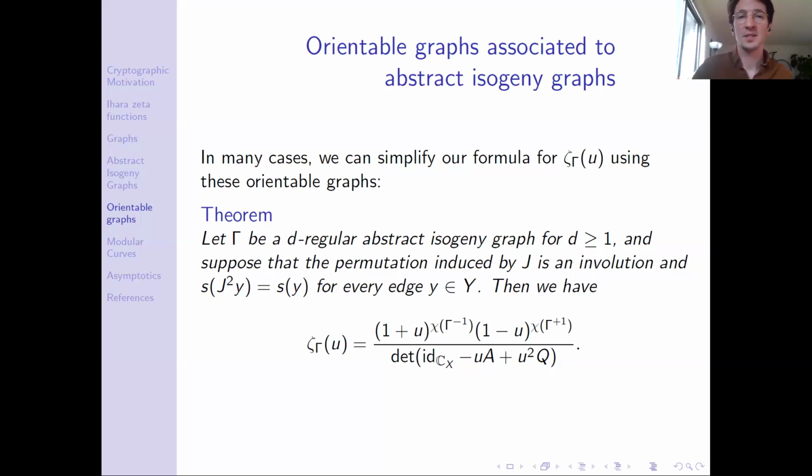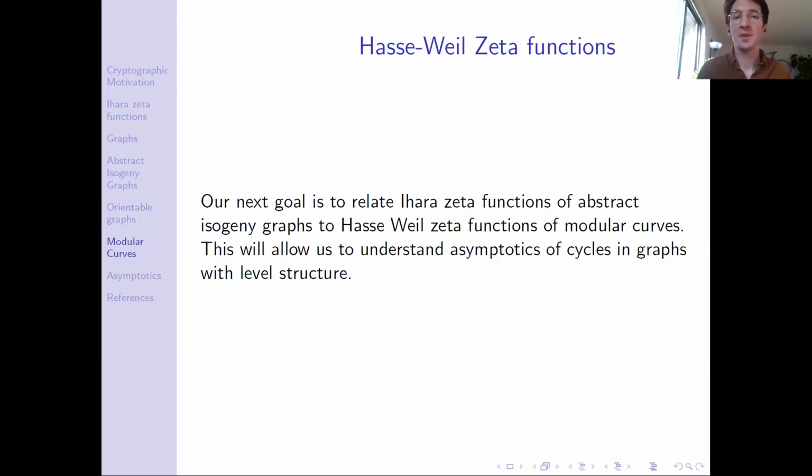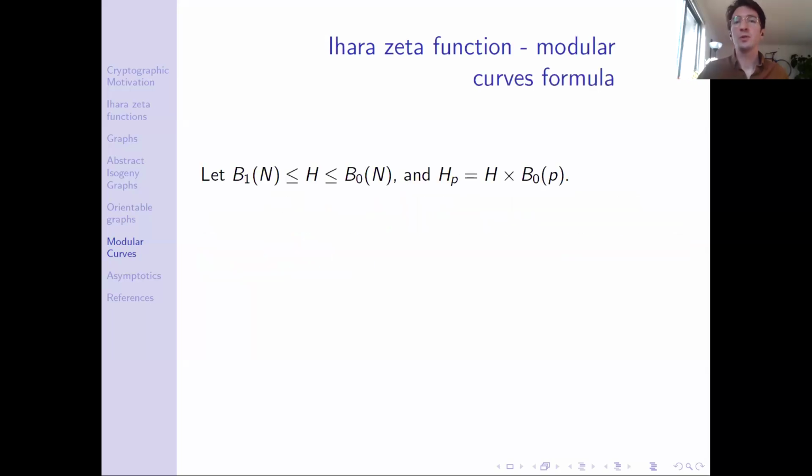Great. So now we want to move on to the second goal, which is relating these Ihara zeta functions to Hasse zeta functions of modular curves. And like I mentioned earlier, the point of doing this is to understand asymptotics of cycles in graphs with level structure by relating them to point counts on modular curves. So to do that, we'll give a formula where we write down the product of the Ihara zeta function of an abstract isogeny graph with some Hasse zeta functions.